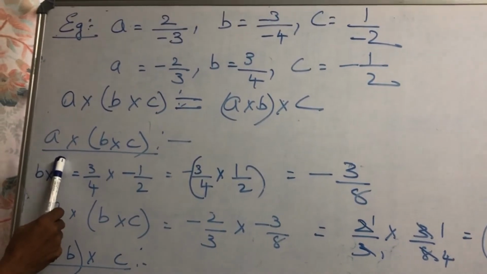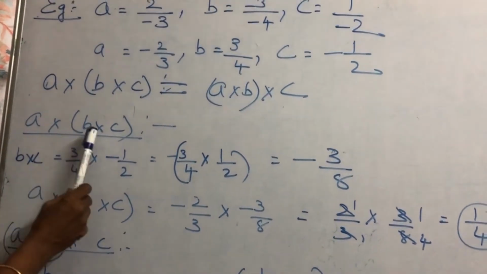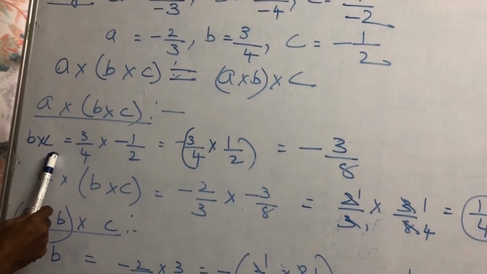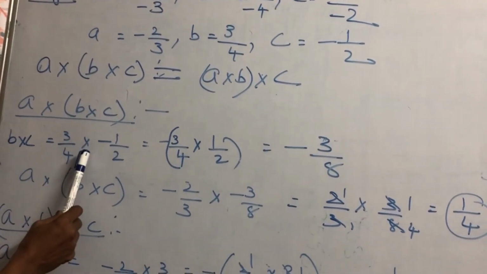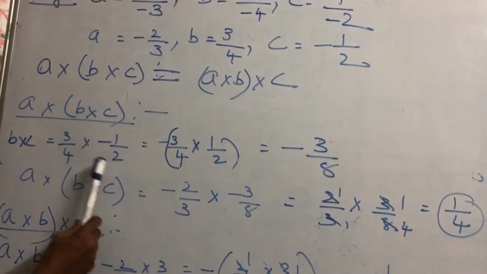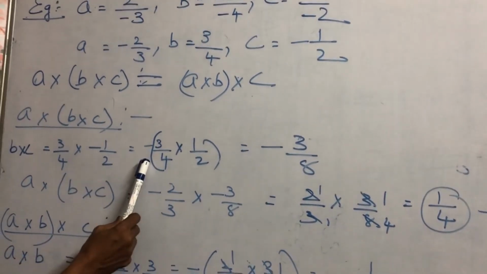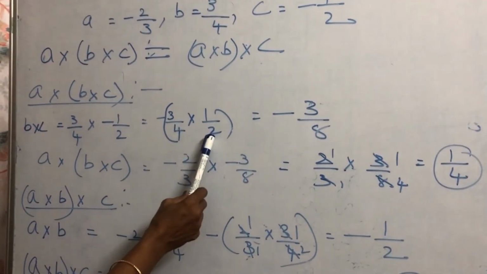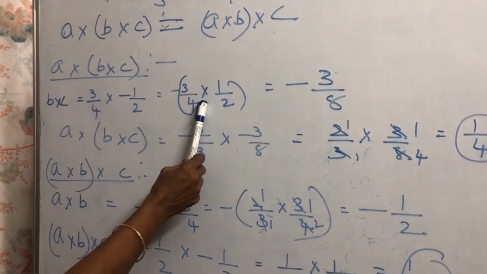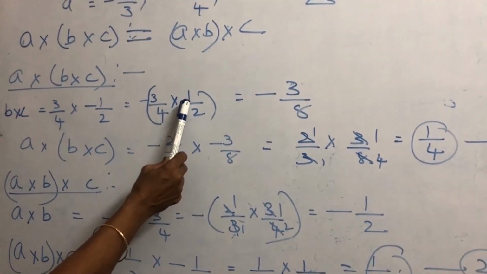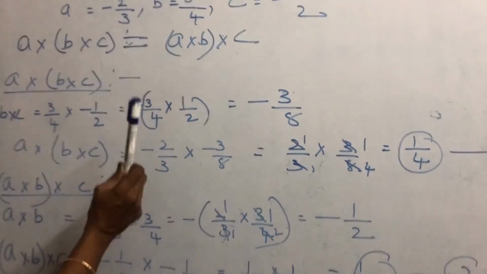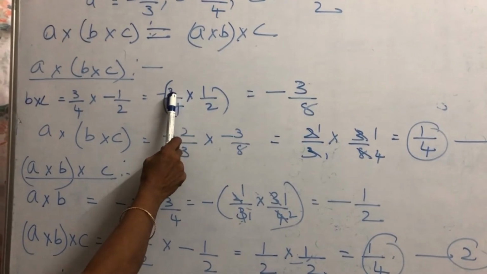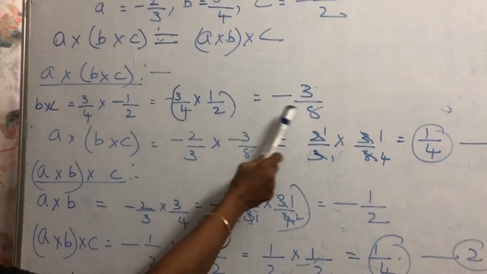The left hand side is A into (B into C). The brackets is B into C: 3 by 4 into minus 1 by 2. Plus into minus is minus. Minus 3 by 4 into 1 by 2. In multiplication, we can cancel or simplify. Simplification means cancelling the numerators and denominators. As it is not possible, we are going to multiply now. 3 ones are 3, 4 twos are 8.